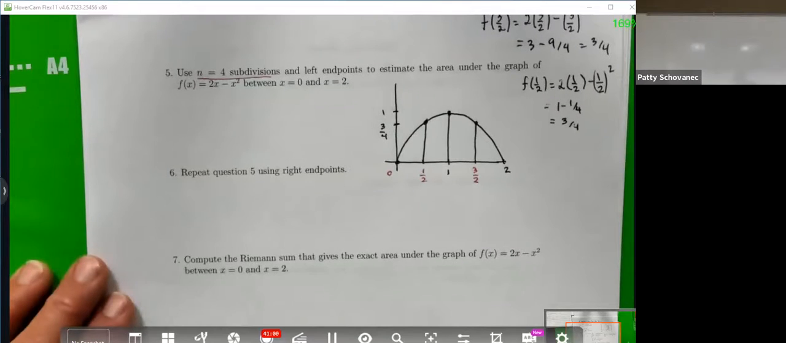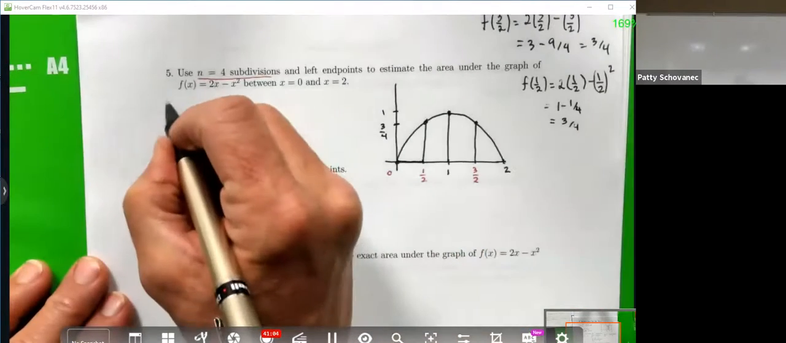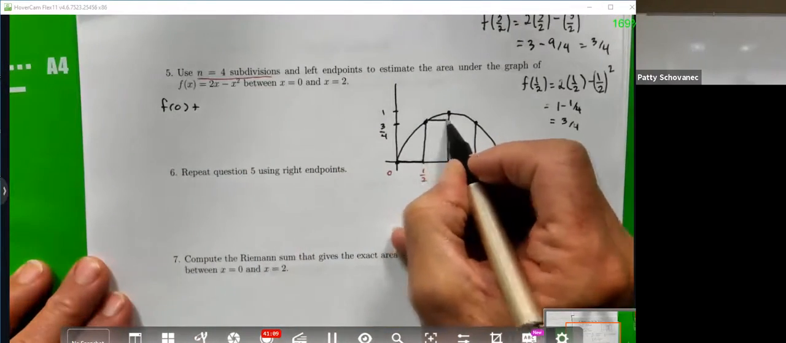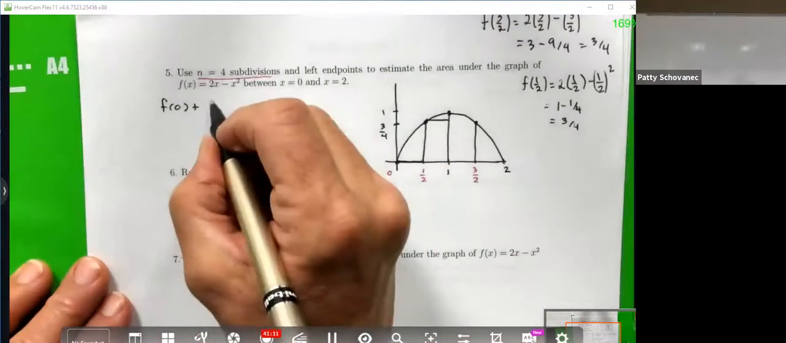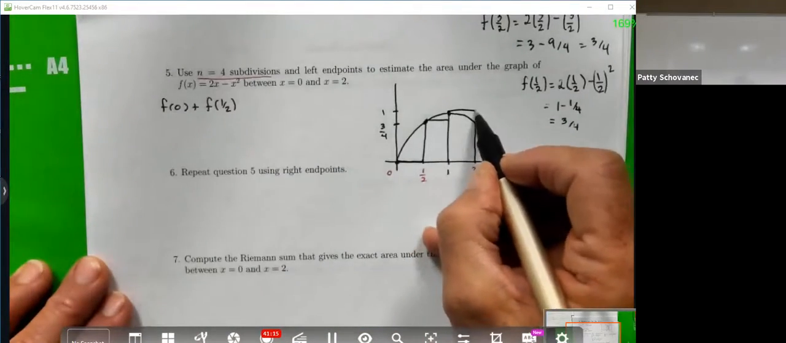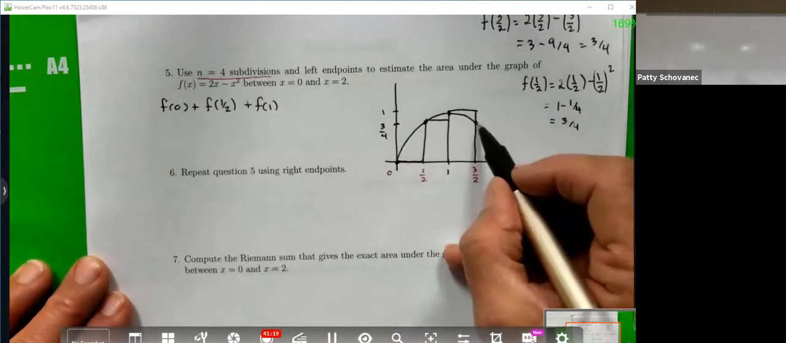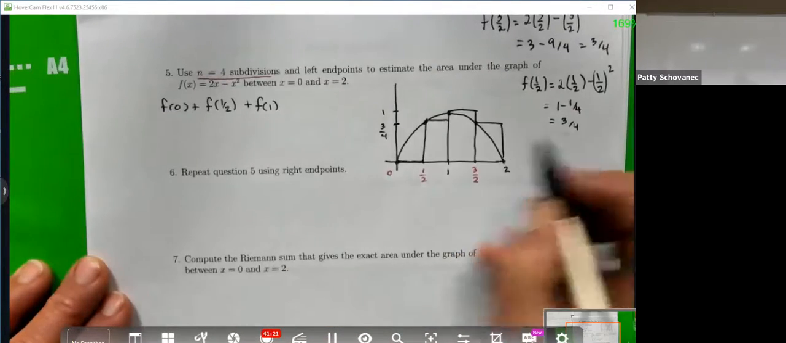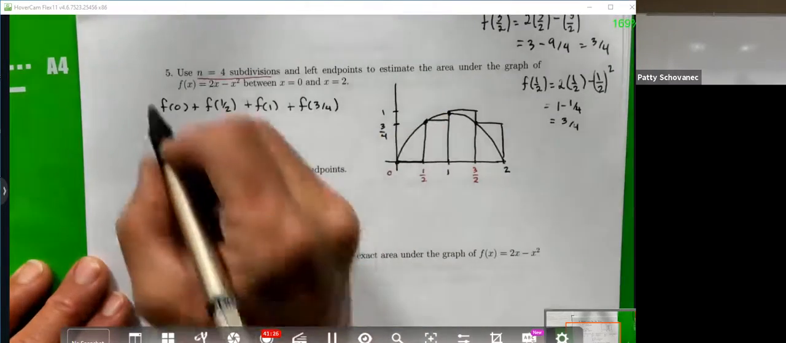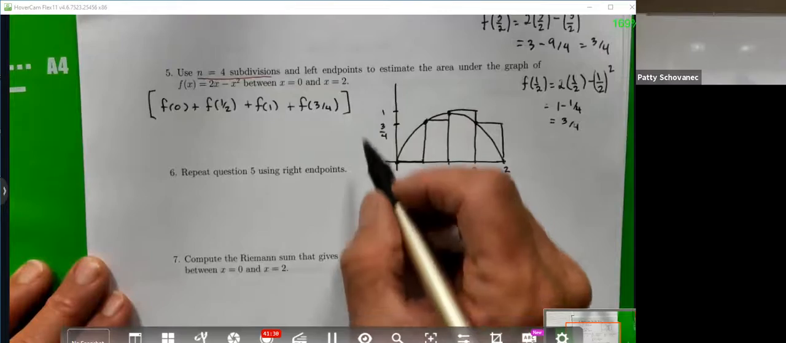All right, I'm going to catch up with you. For my left endpoint, the first rectangle is going to have a height of 0. The second rectangle is going to have a height of 3/4. Let me write that as f of a half. The third rectangle is going to have a height of 1. And then the fourth rectangle is going to have another height of 3/4. I'm going to multiply that by delta x. Each of these is a half a unit apart.